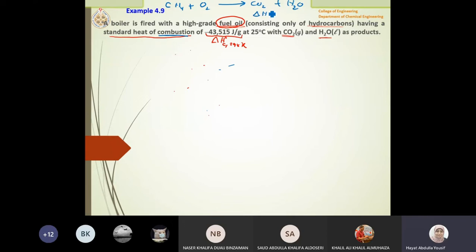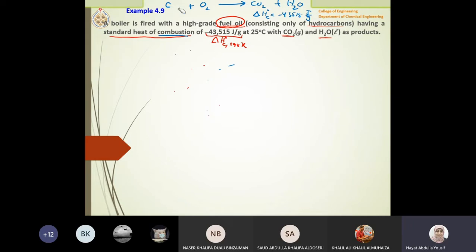The delta H naught for that reaction, according to what they say, is minus 40,515 joule per gram. Of course, if it is methane, the question doesn't need to give me the standard heat of combustion, because I can find it from appendix C4. I can get delta H formation of CO2, delta H formation of water, delta H formation of oxygen, which is 0, and delta H formation of CH4. Then I can balance and calculate delta H naught. Here, I did not balance it yet. I just want to elaborate on the idea if the fuel oil was given by name.